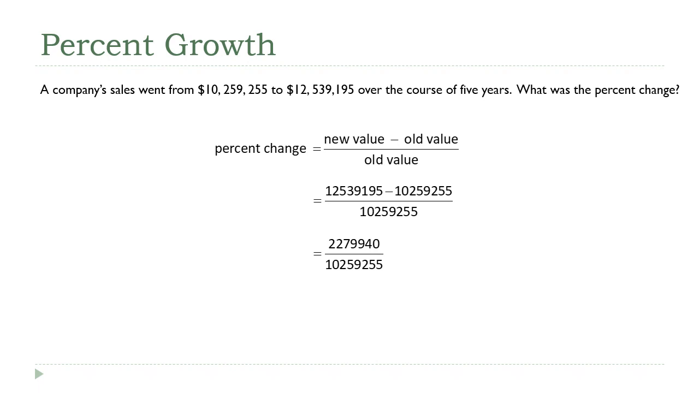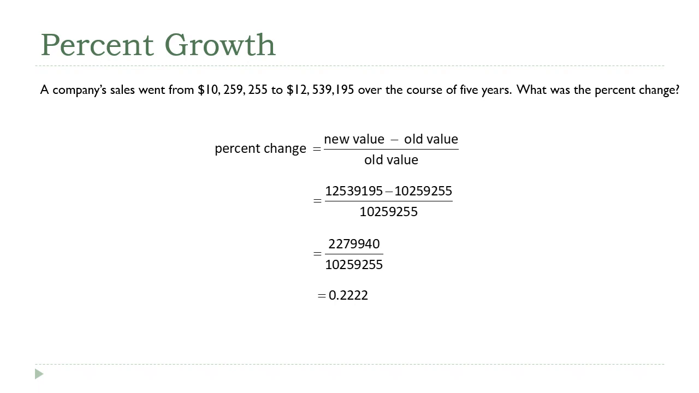If you do the subtraction on the top, we get this. What is that? 2,270,940. That's the absolute change. That's the absolute number of dollars that their sales increased by. And to get the percent growth, the relative number, we're going to divide that by that 10 million figure, and we get this. Now, we're not done.